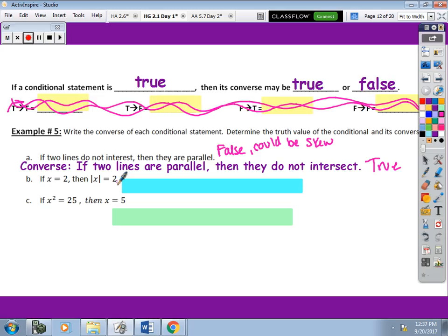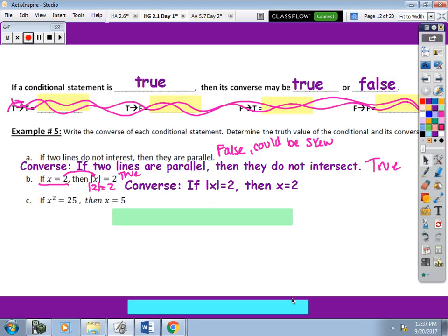The way it's written right now says if x equals 2. So again, you have to leave x equals 2 as is. You can't change the hypothesis. So if you take the 2 and you plug it in, the absolute value of 2 is 2. So this is true. Now when we flip it around and we write the converse, which will be if the absolute value of x equals 2, then x must equal 2, this will be false because of the -2.